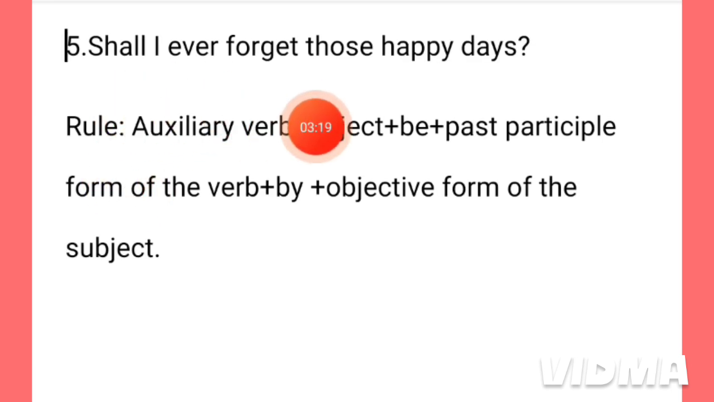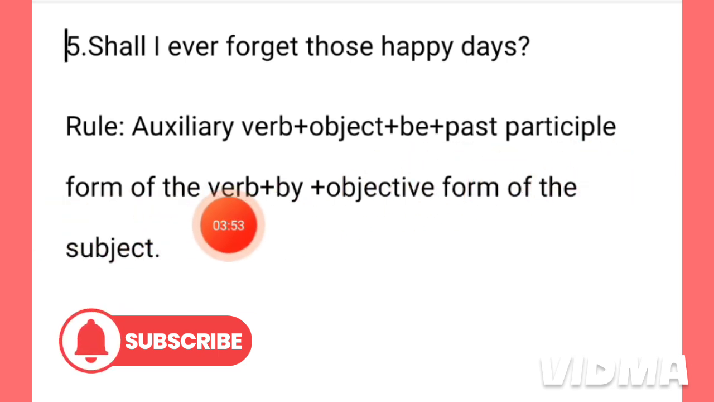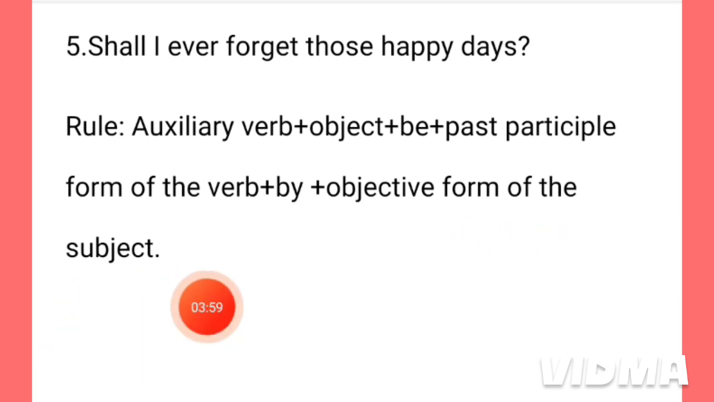Shall I ever forget those happy days? This is an interrogative sentence. And in an interrogative sentence, normally we have to follow this rule. We have already discussed this rule on the previous day, in the previous discussion of voice change. Now I am repeating this rule once again. First, we have to write the auxiliary verb, here the auxiliary verb shall, then a be verb, then the past participle form of the verb, then a by, then the objective form of the subject.